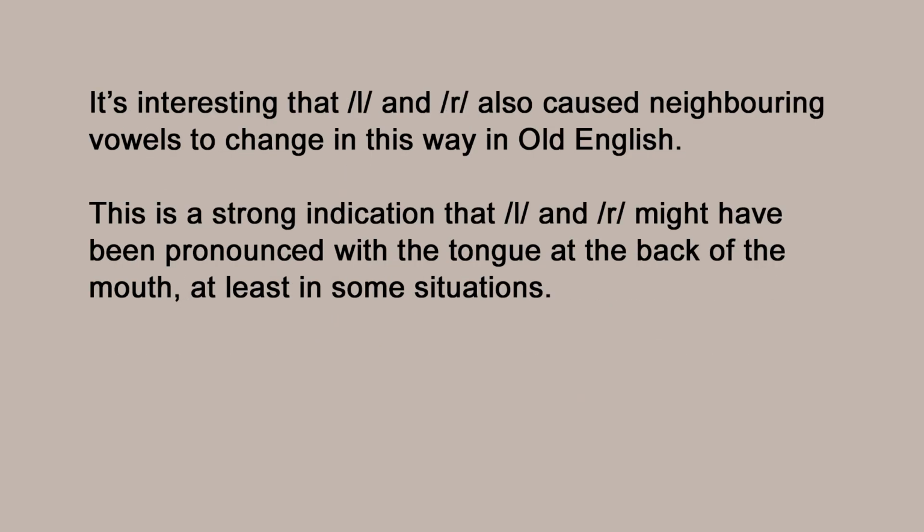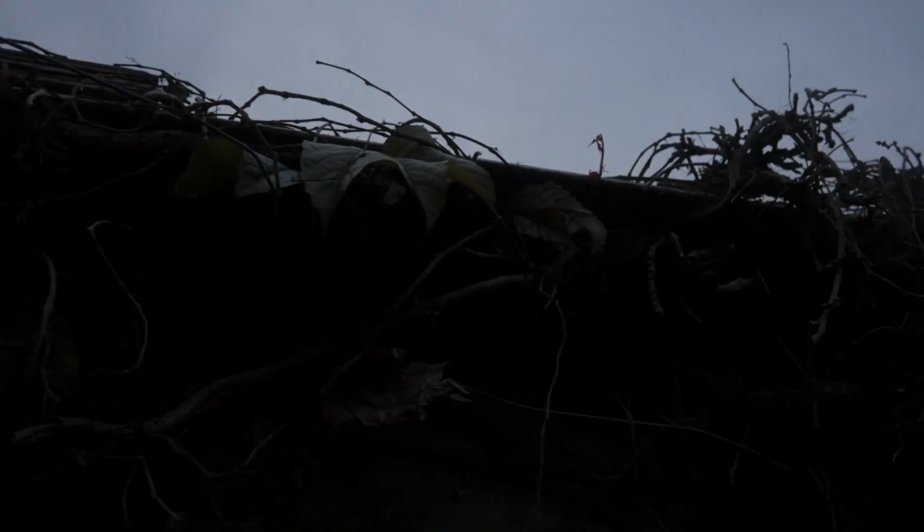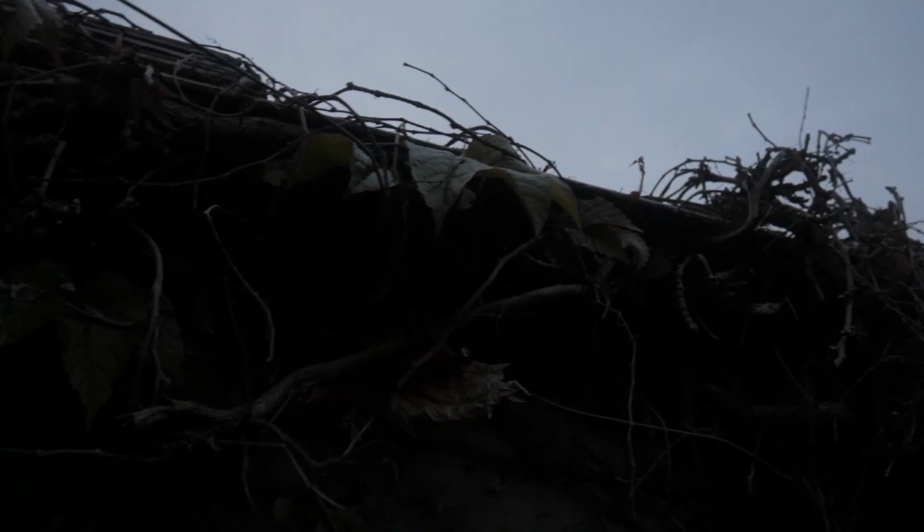What's interesting is that the L and R phonemes also trigger the vowels to change in this way, but only if they're then followed by another consonant. This signals something to historical linguists. It signals that these phonemes might have been pronounced with the tongue towards the back of the mouth, but only if they were then followed by another consonant.